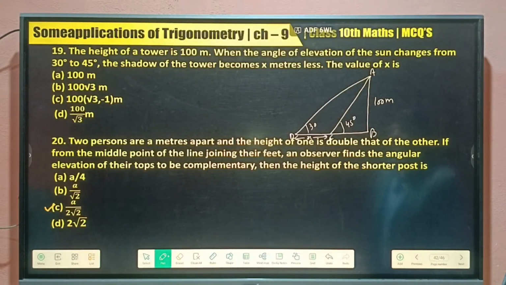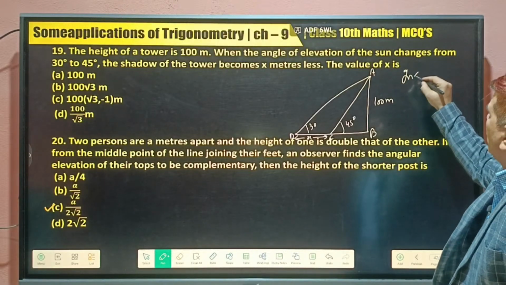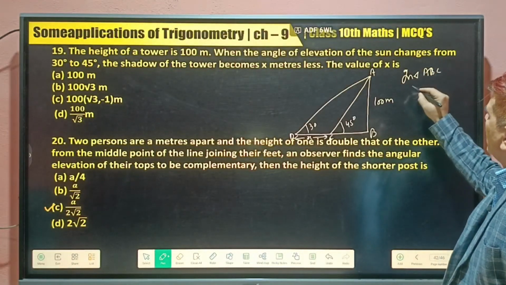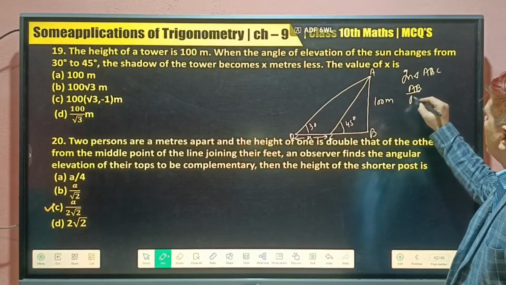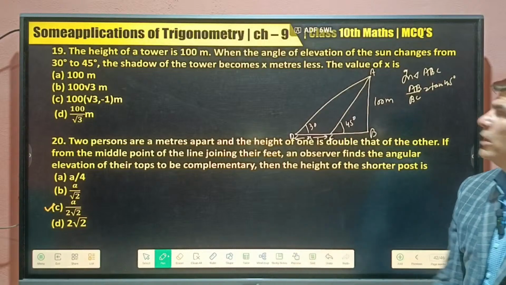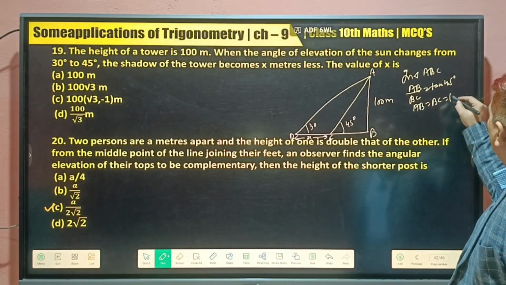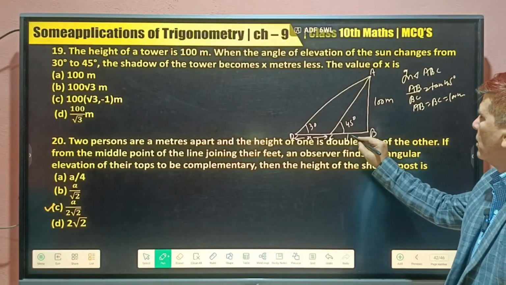Understood? In triangle ABC, AB by BC equals tangent 45. Tangent 45 is equal to 1. So AB equals BC, and is equal to 100 meters. So this is 100 meters.